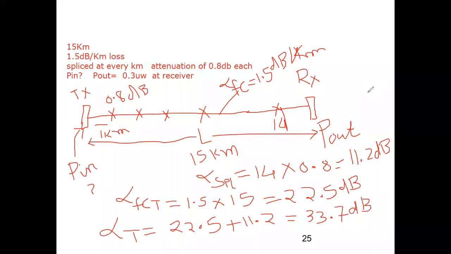Quickly find out. Yes, Joshua, it's right. Alpha is equal to 10 log 10 P in upon P out. So you have alpha total that is given to you. P in निकालना है, P out भी दिया हुआ है 0.3 microwatts. Please use your calculators. You will forget the use of it. Yes, we did right.